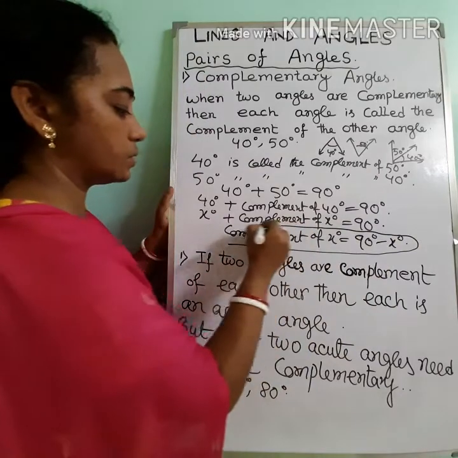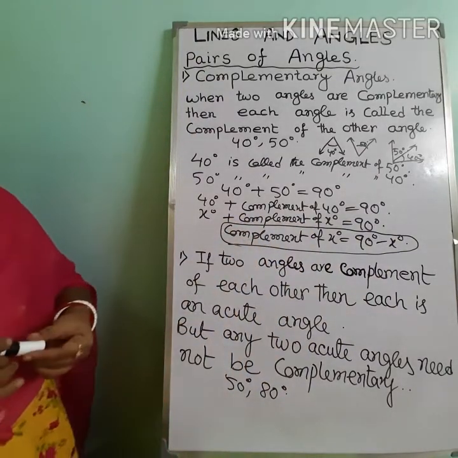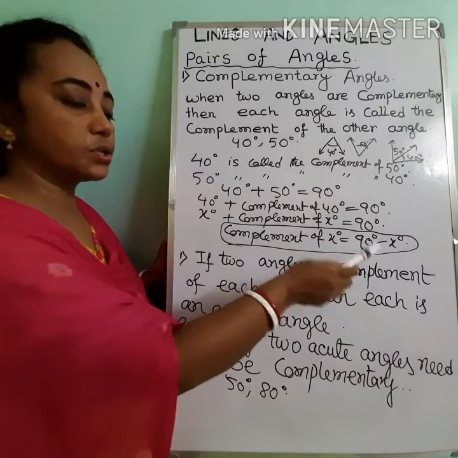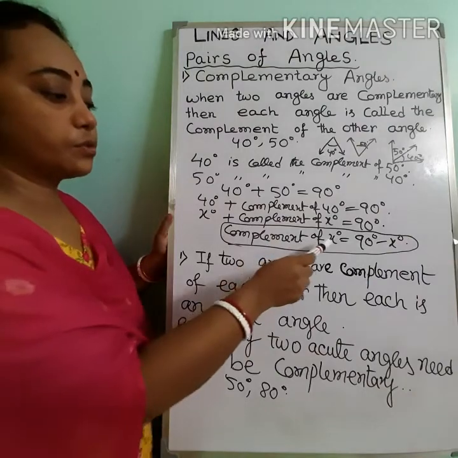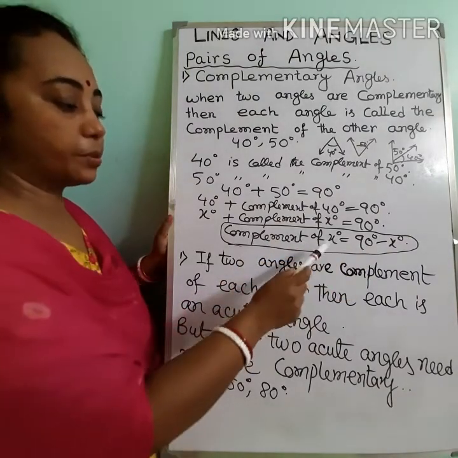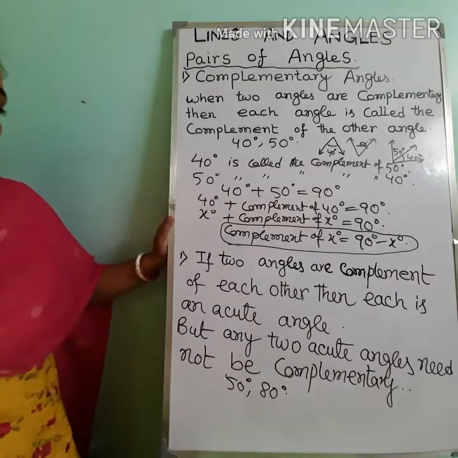We can say also that the complement of an angle is equal to 90 degrees minus that angle. So the complement of 20 degrees is 90 degrees minus 20 degrees, which is 70 degrees. The complement of 30 degrees is 60 degrees. The complement of 60 degrees is 30 degrees. In this way we can find the complement of an angle.